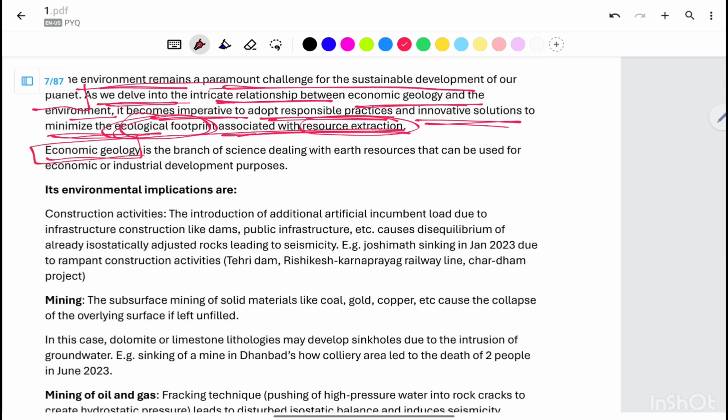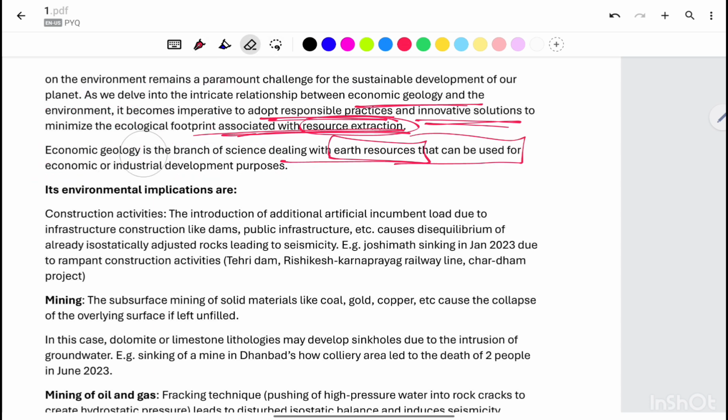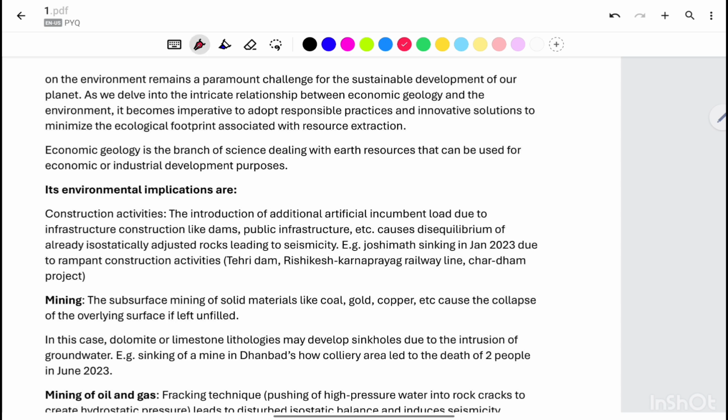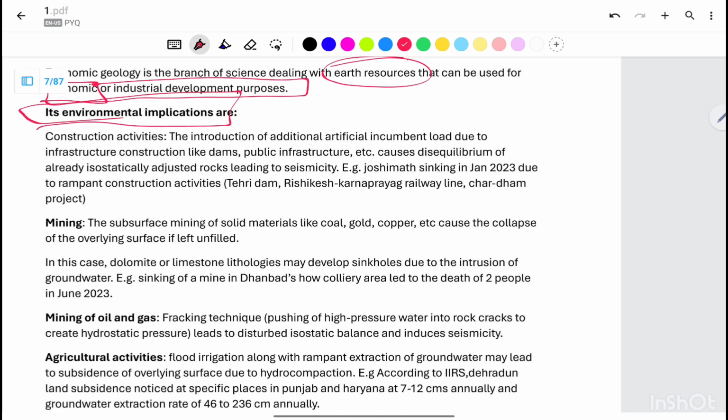Economic geology is a branch of science that deals with the earth's resources used for economic or industrial development, right? It is a branch which deals with earth resources when they are used for economic or industrial development. Its environmental implications.